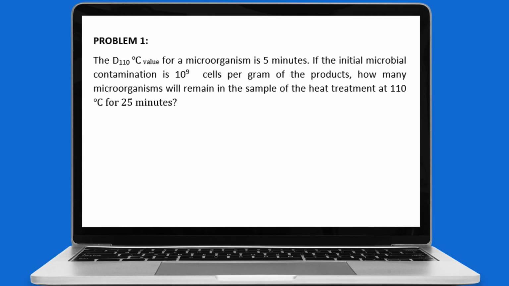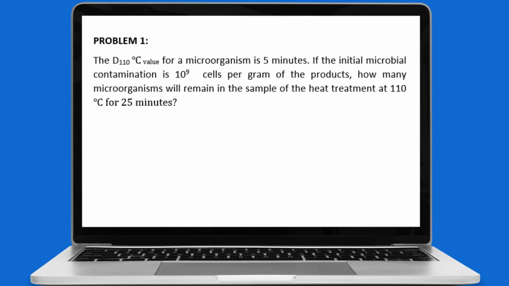The D110 degrees Celsius value for our microorganisms is 5 minutes. If the initial microbial contamination is 10 to the power of 9 cells per gram of product, how many microorganisms will remain in the sample after heat treatment at 110 degrees Celsius for 25 minutes?